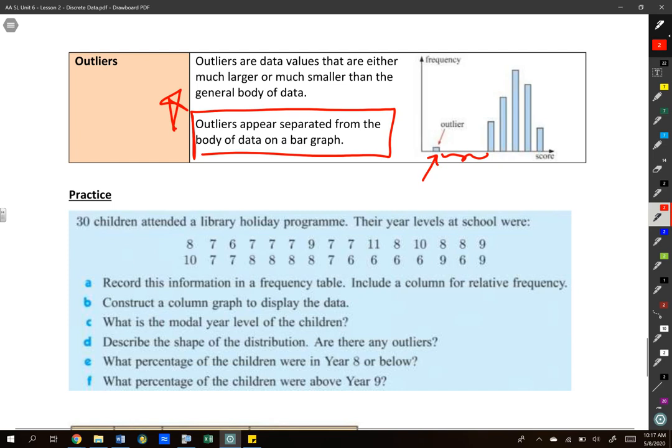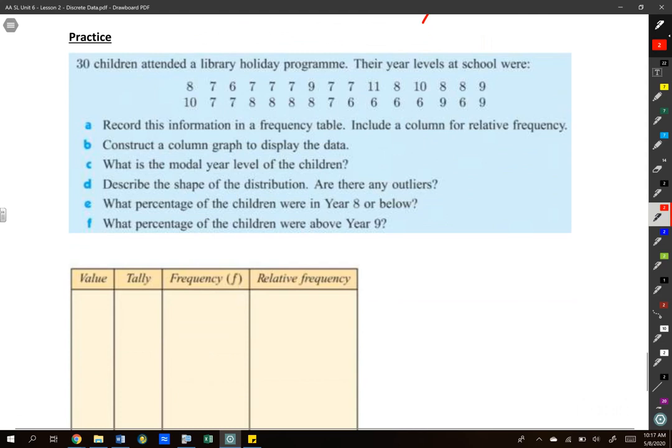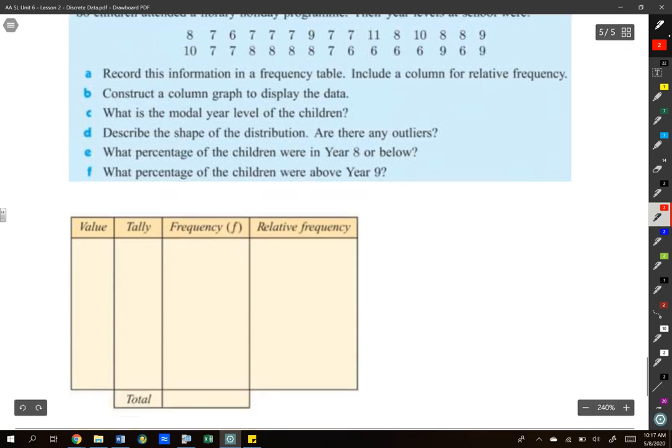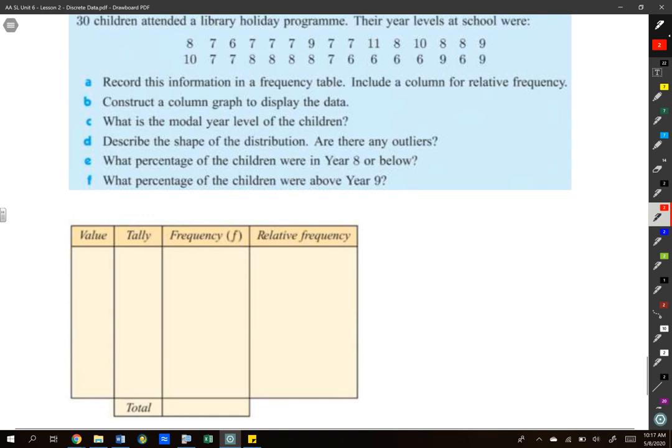All right, so we have some practice here. 30 children attended a library holiday program. Their year levels at school are given. We want to do a frequency table. We're going to include relative frequency, and then we're going to answer some questions about this data. All right, so we're going to record all the possible values. If you look at our data, the lowest number in our data is 6, and the highest number in the data is 11. All right, so we're going to record our values. So we've got 6, 7, 8, 9, 10, and 11.